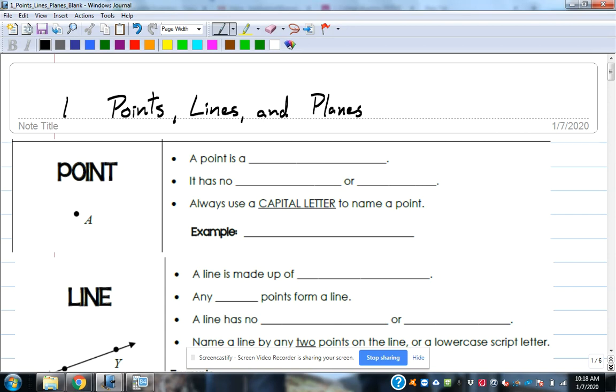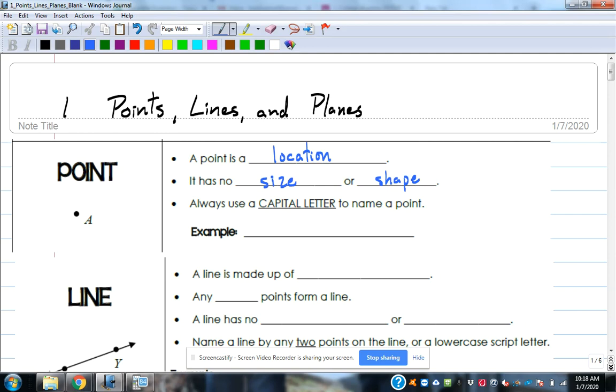The point is the basic thing in geometry. It's where you start with everything, and a point is a location. Goes in that first blank. It has no size or shape. It doesn't take up space, is what we're saying. A point is just a reference point. It doesn't have any kind of size or shape, no area, nothing like that, okay?